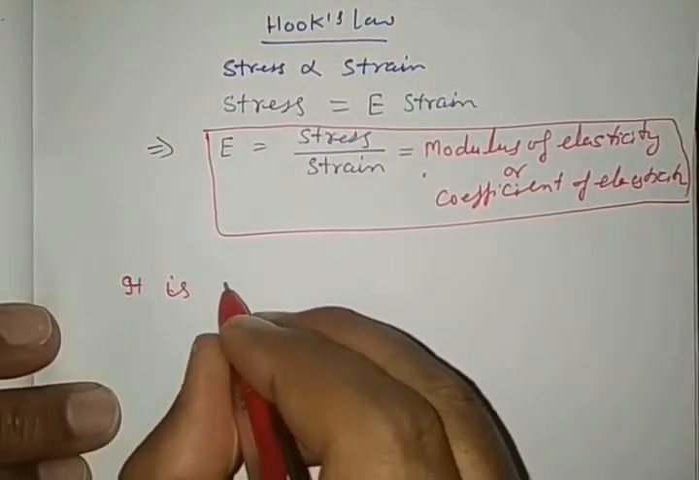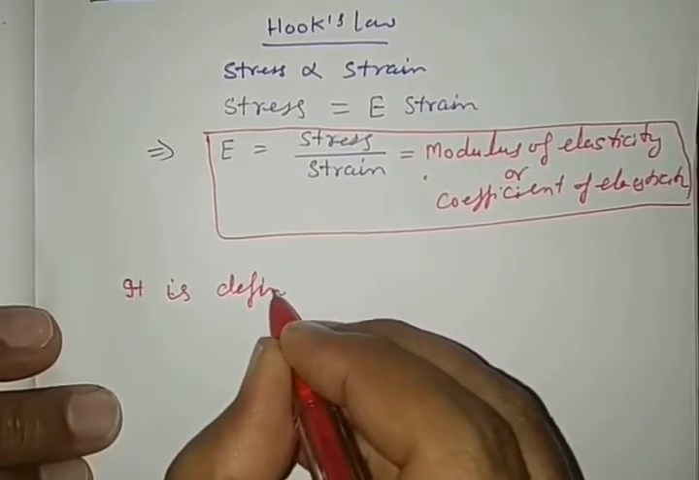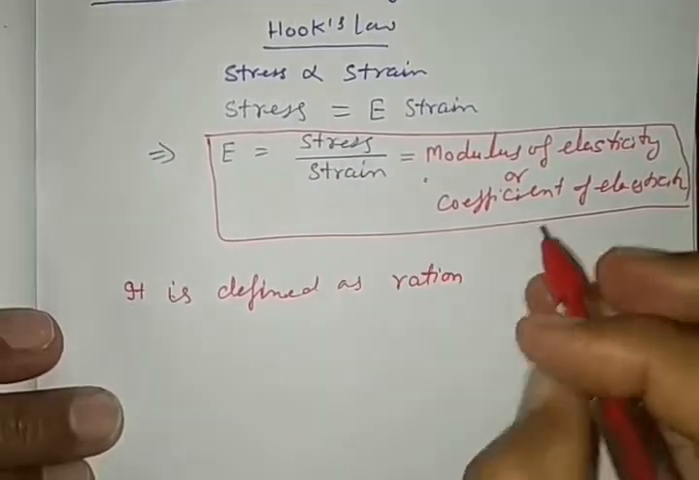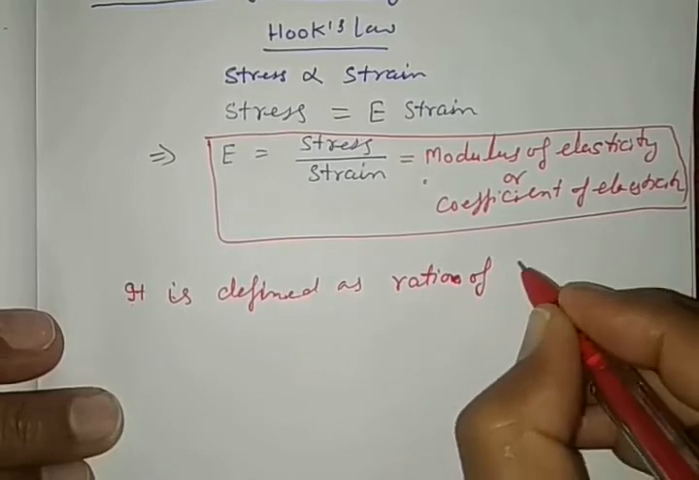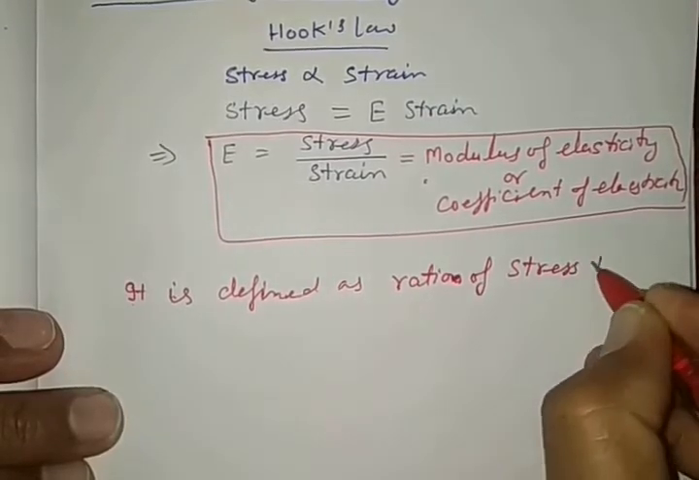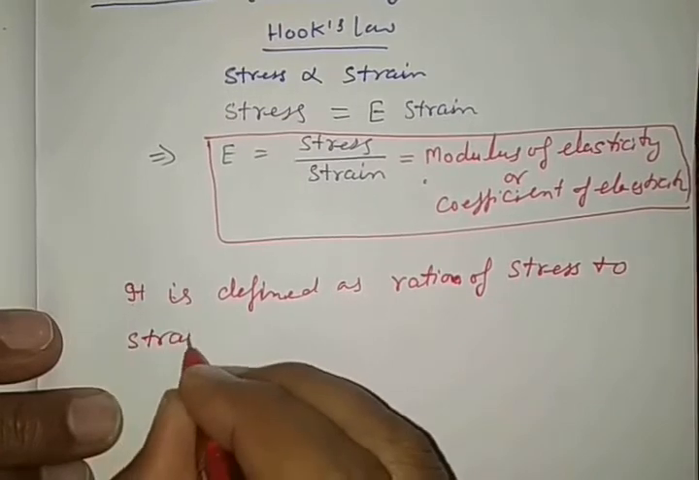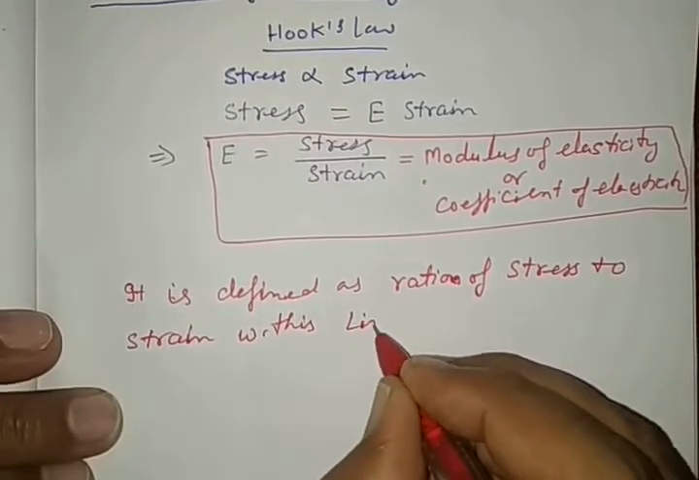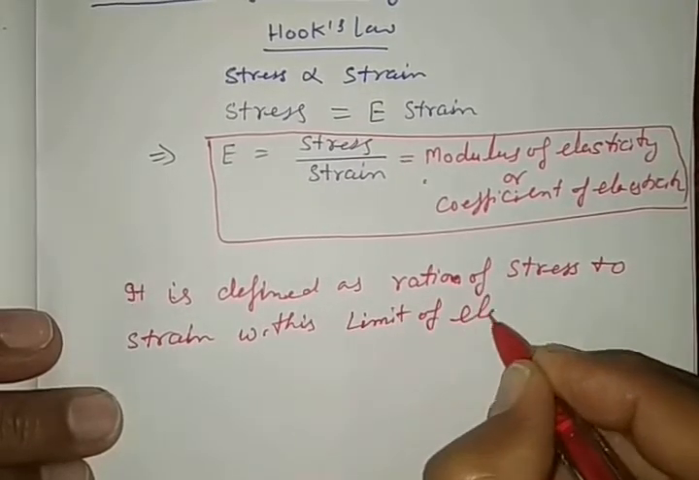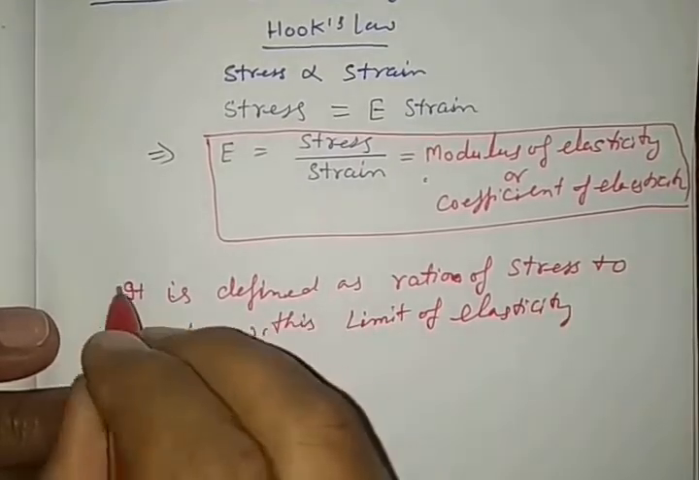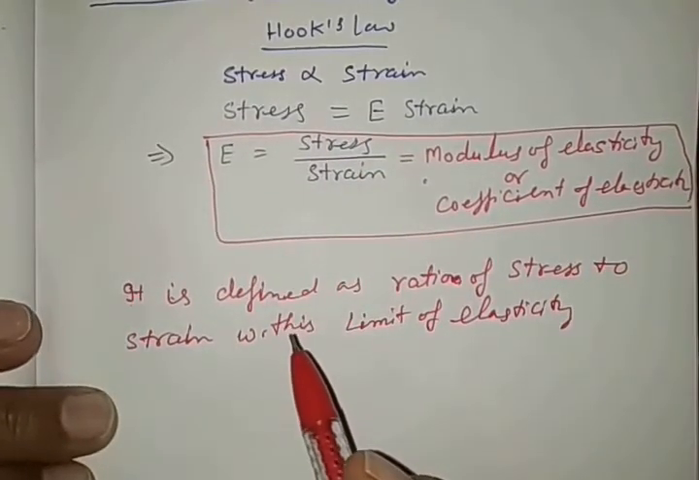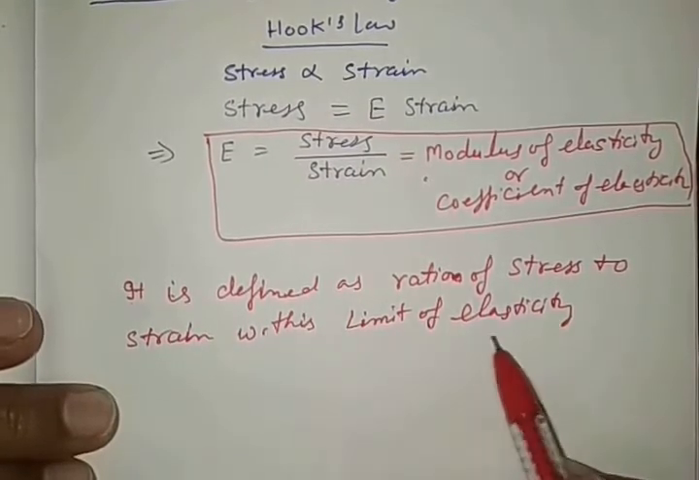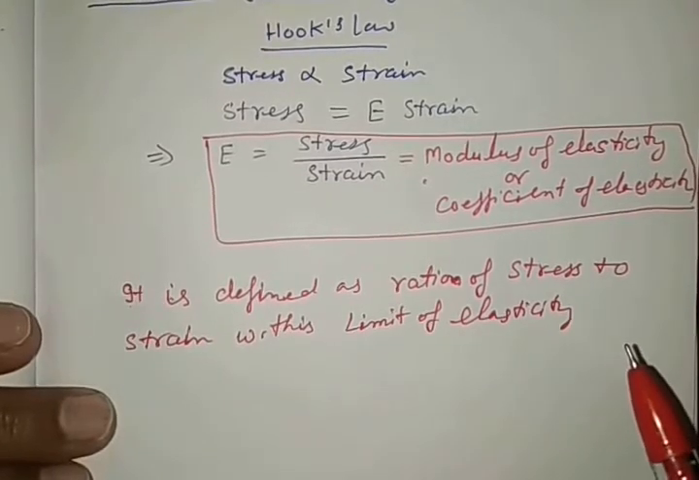It is defined as ratio. See, the ratio of stress to strain within limit of elasticity. So this is the definition of modulus of elasticity. That is, it is defined as a ratio of stress to strain within limit of elasticity.